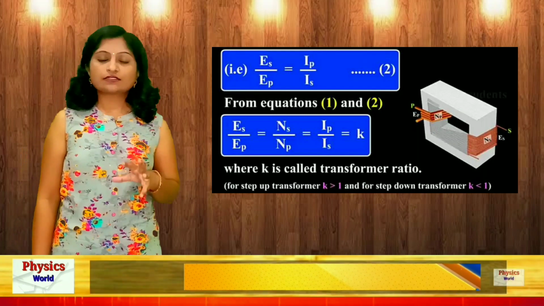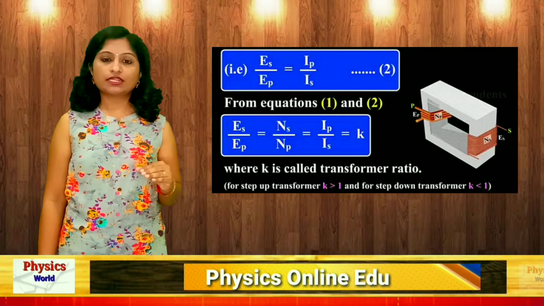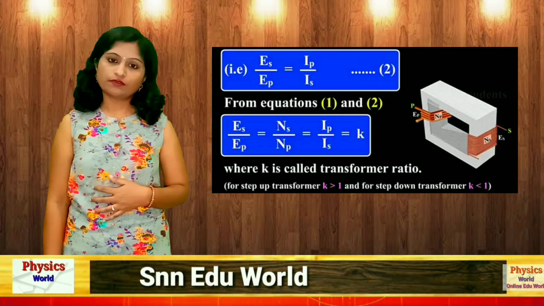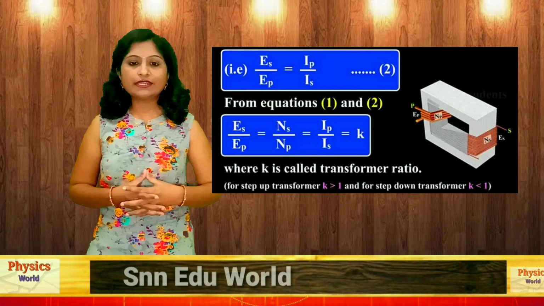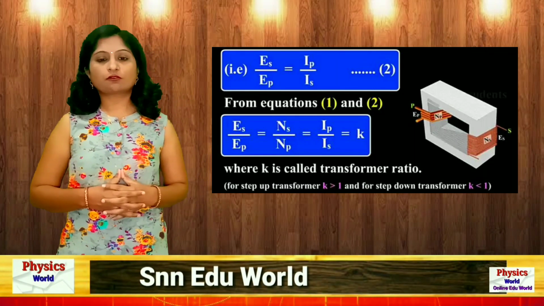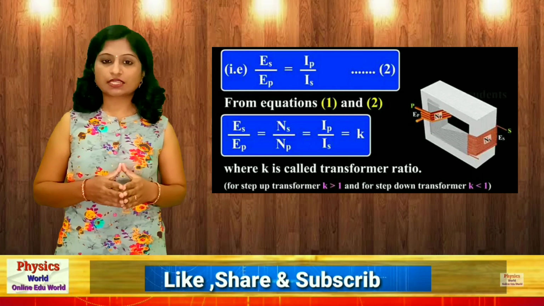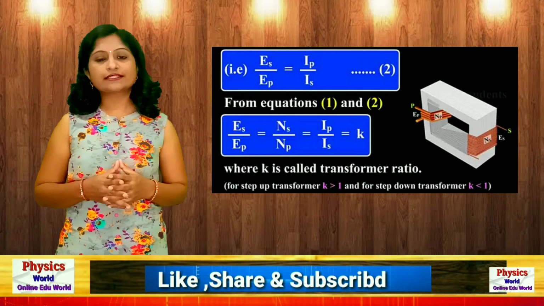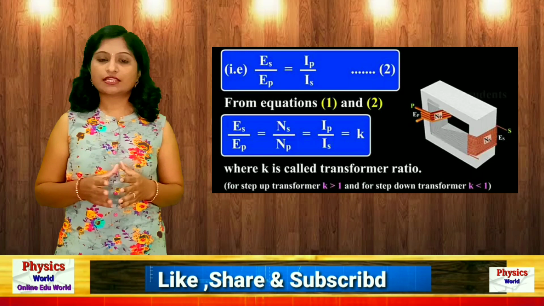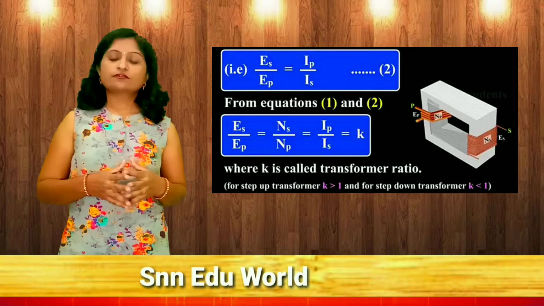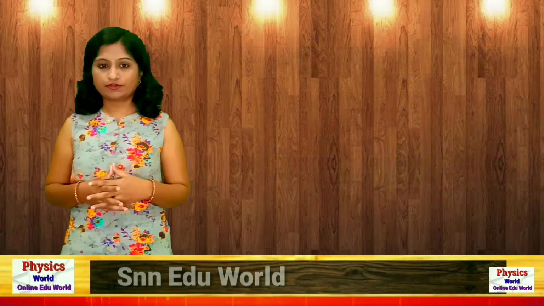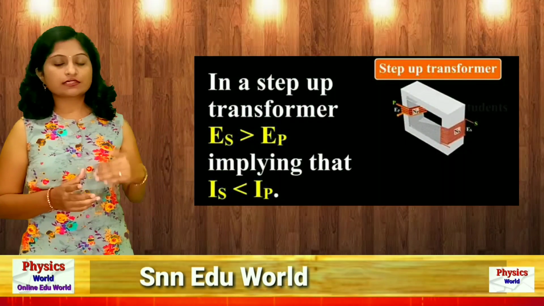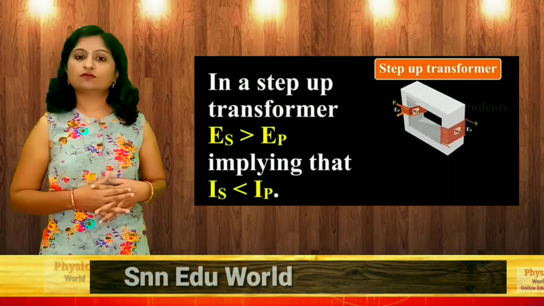In this transformer, from the ratio that we found out, the transformer ratio is found out. Now depending on this there are two types of transformers. The first one is the step up transformer. The second is the step down transformer. Okay. So first we'll discuss with the step up. Step up means what? Which increases the voltage.